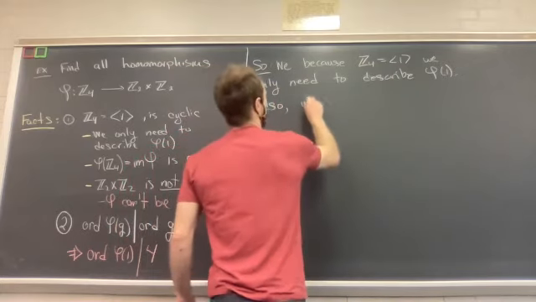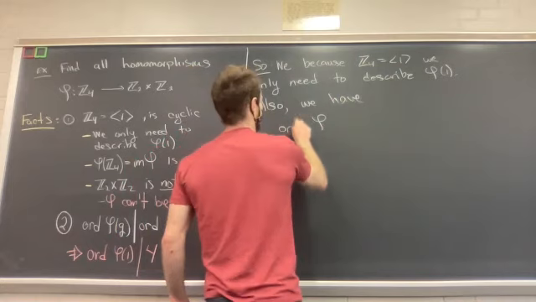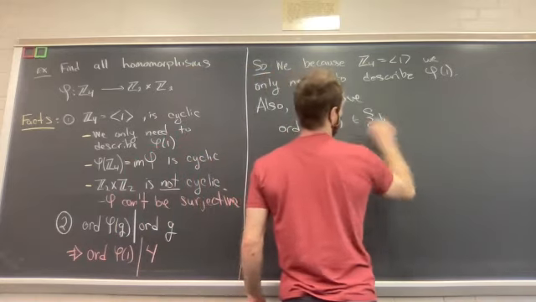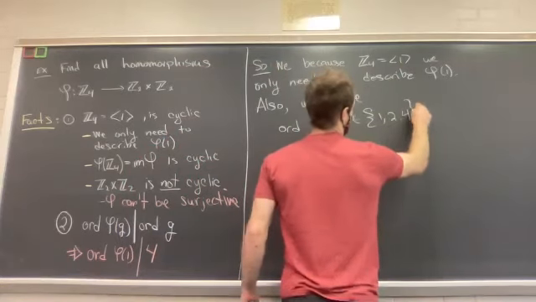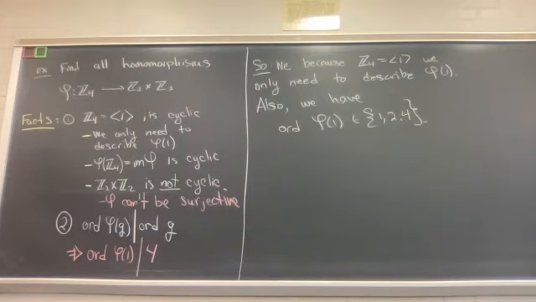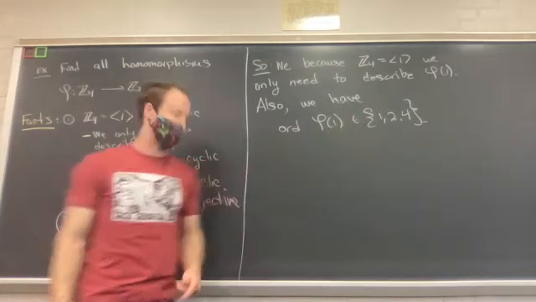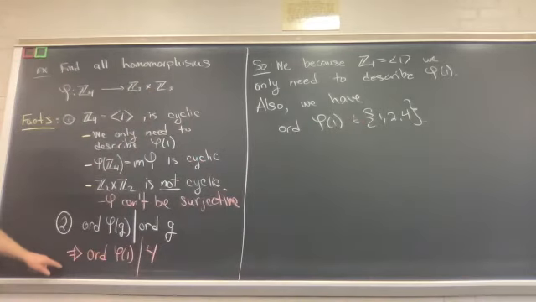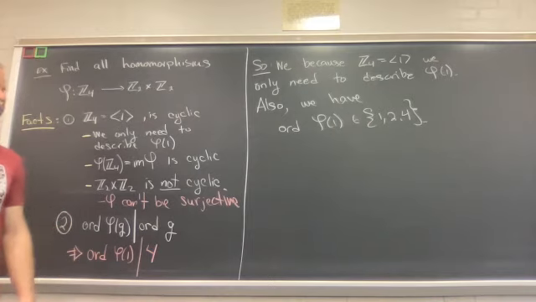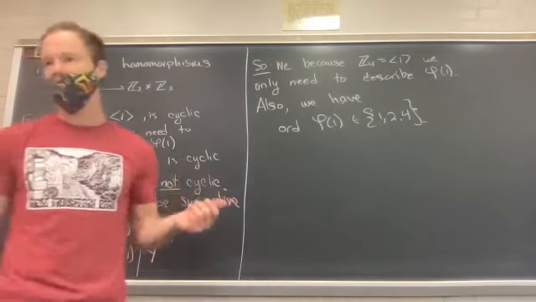Also, we have the order of phi of 1 is in the set 1, 2, and 4, right? Why? Because those are the only divisors of 4. So that follows from this pink line right here, right? So the order of phi of 1 has to be in the set 1, 2, or 4. And now we just look at each of those 3 cases, just one at a time.